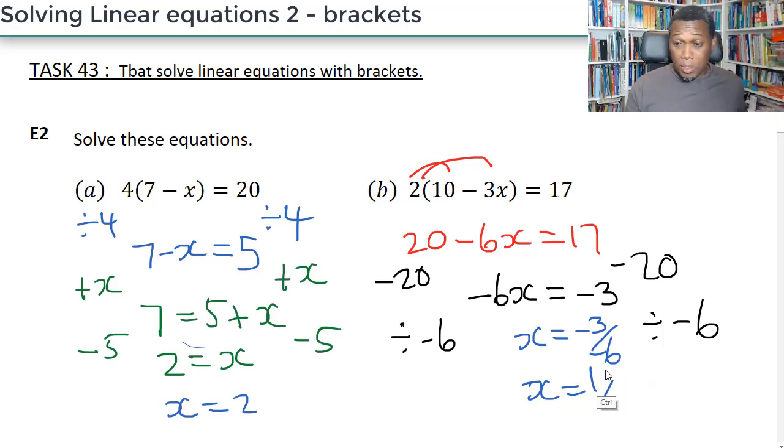3 on 6, that means just don't skip a step. 3 divided by 6 is 3 on 6. I can make it positive 3 on 6. That is a half. X is a half.